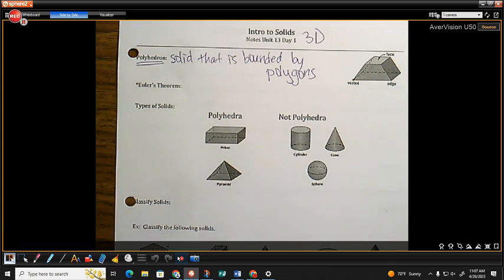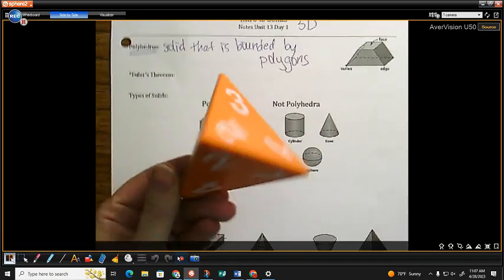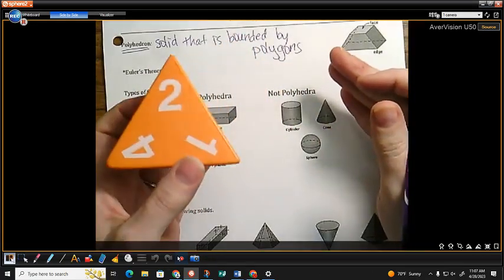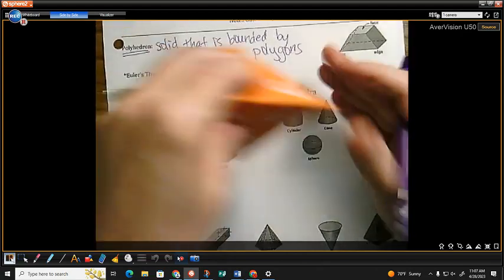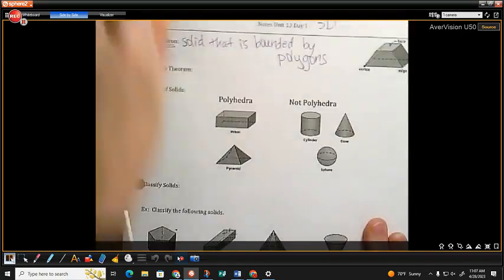And there are lots of different ways to make polyhedrons. So polyhedrons are just your flat surfaces that we did in the last unit. So it could be made up of triangles. This would be a polyhedron. What do you usually call that? Pyramid. A pyramid of some kind.